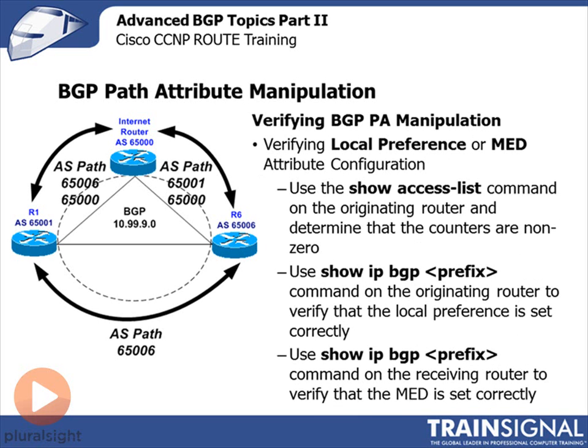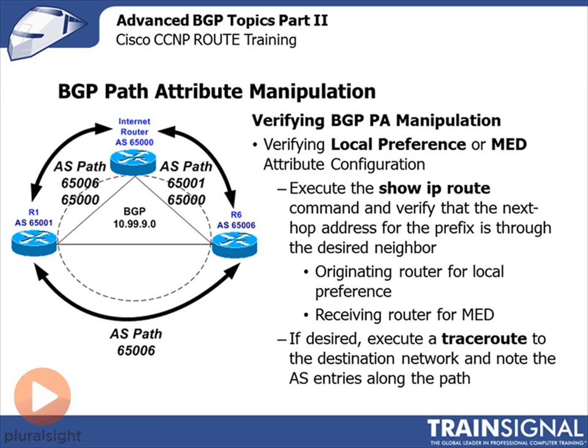If you want to verify local preference or multi-exit discriminator settings, again, show access-list, show ip bgp, in particular the prefix, and make sure you look at either the metric or the local preference respectively. And of course, do the show ip route command. Make sure the next hop address is correct, that the originating router for local preference is correct, and the receiving router for the multi-exit discriminator is correct. And if you want to, you can do traceroute to see if it's going through a particular path. In fact, one of the things that's really helpful with the traceroute command is you can actually note the AS entries along the path, and it'll show you what AS paths it's come through.